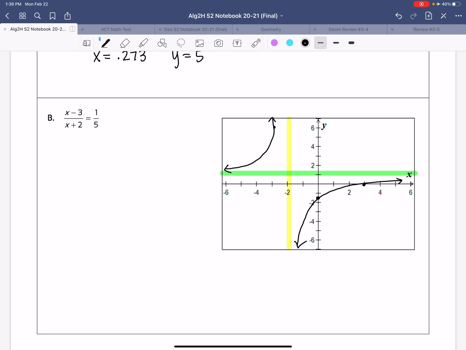Okay, and then we want to know when it's at 1/5. I am not going to be able to draw 1/5 in here. But we want to see where this crosses with the line 1/5. And I'm probably not going to be very good at this, but 1/5 would be like right here. Something like that, okay? And then to find that, we have to actually use a calculator. So in our y1, we're going to put x minus 3 over x plus 2. In our y2, we're going to put 1/5, and then we're going to find the intersection.